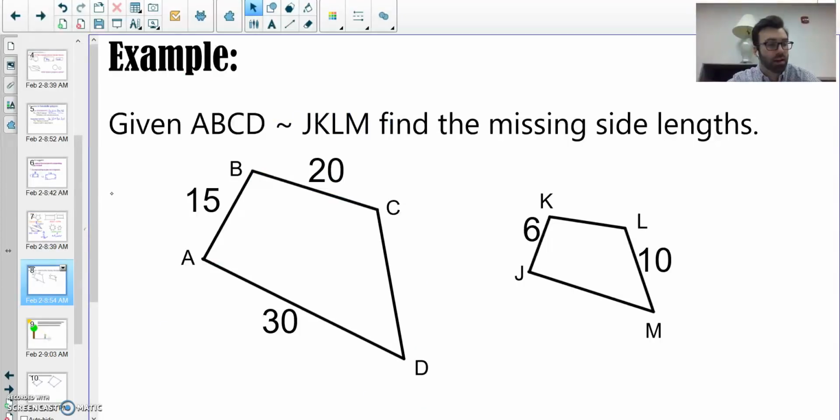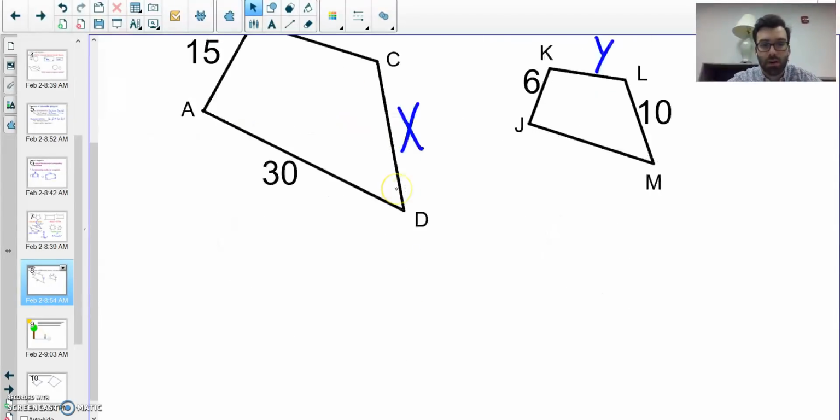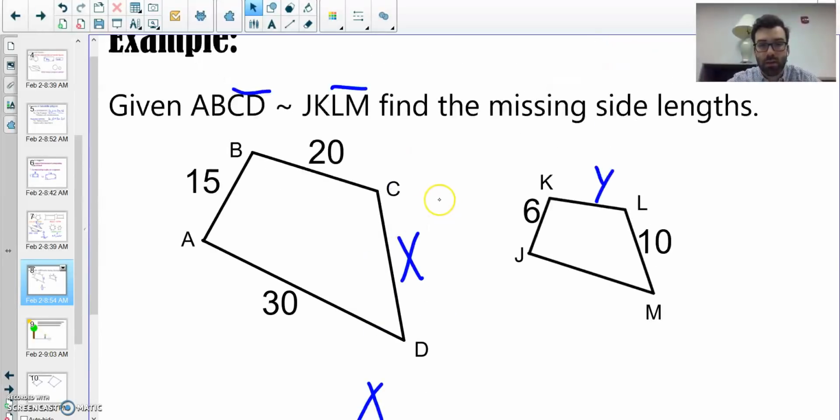Given that A, B, C, D is similar to J, K, L, M, find the missing side lengths. I have a missing side length here, I call it x, and I have a missing side length here. We're just going to do 2 of them, I call that y. Well, what side would correspond with x? CD with LM. So I know that x over 10 must equal... Now I could go 20 over y, but that's not going to help me because I'm going to have 2 variables. I could go 30 over what this side is, but I don't know what that side is. So I'm going to use 15 over 6.